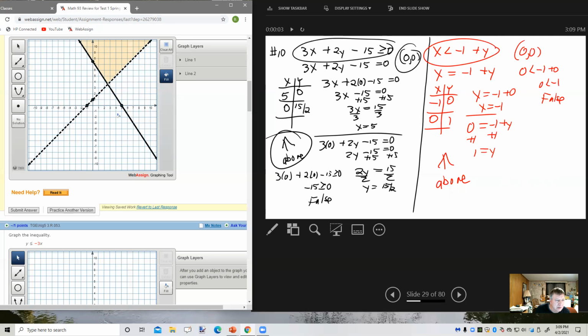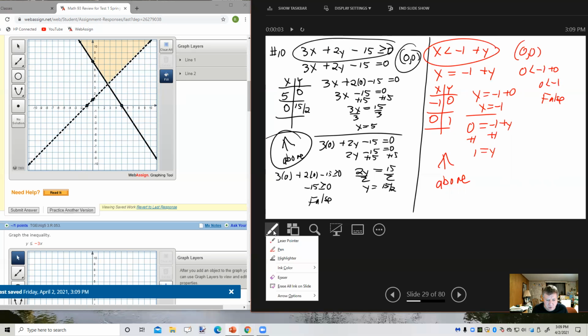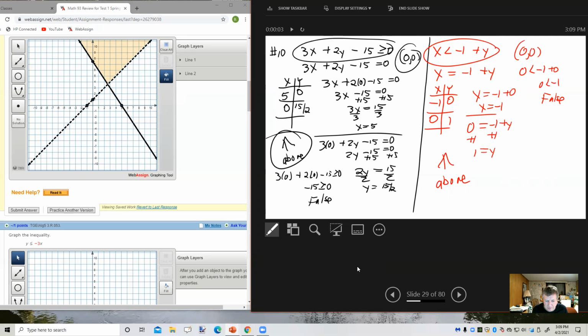How about, let's see, 4, 9. 4, 9. That looks like it's in that solution region. Okay. So 4, 9. We'll put it in here. 3 times 4 plus 2 times 9 minus 15 greater than or equal to 0. 12 plus 18 minus 15 greater than or equal to 0. 12 plus 18 is 30 minus 15 would be 15.